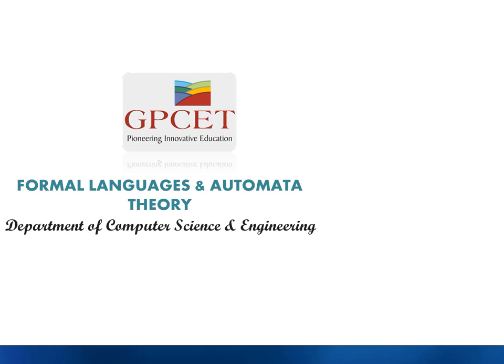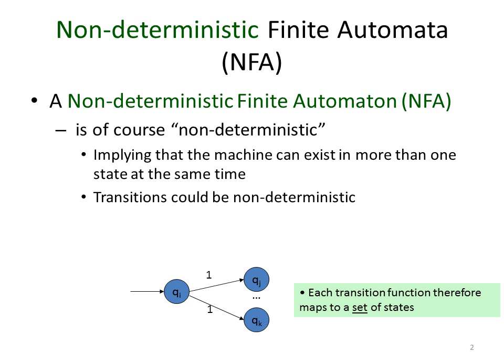Today, I would like to explain formal languages and automata theory. That is non-deterministic finite automata. It consists of a 6-tuple. What is non-deterministic finite automata? For each and every input symbol, there may be more than one transition out of each state. It is nothing but non-deterministic finite automata, or NFA.